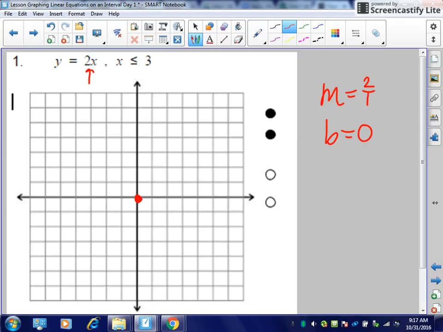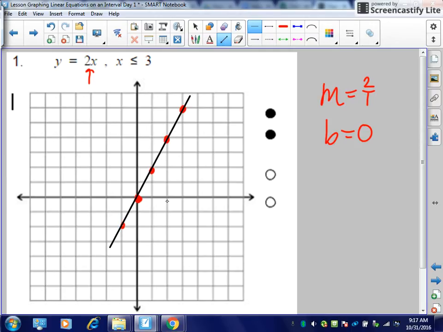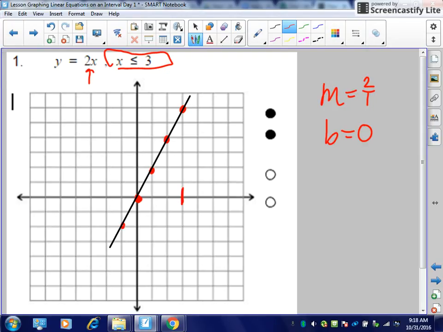So if I put a dot here, and that means it's positive, so I would go up 2, right 1, up 2, right 1, up 2, right 1, and I could also go down to left 1 if I wanted to. Okay, so if I tried to make a line, there's my line. But this one says it only wants the values that are 3 or less. So if I look at mine, if I go right here, this is where 3 is. I can't have anything to the right side of 3. So this arrow up here, if that was an arrow, I can't have anything right of that.